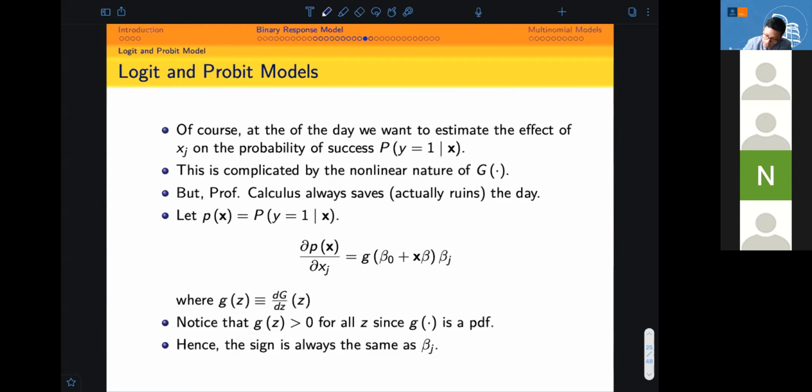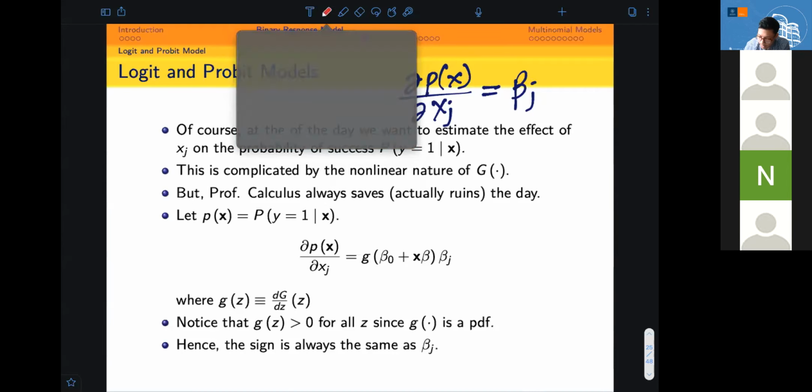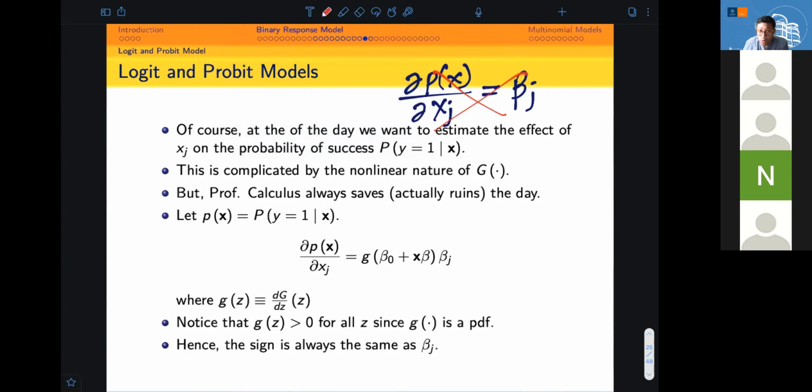Again, what we're interested in is the partial effect of px as a change in xj by 1 unit. In this particular case, it's not just beta j as we have in the linear probability model. So the marginal effect of a unit change in xj on the response probability is going to be a bit more involved in this case. It's going to be nonlinear, and we'll see why that is the case.